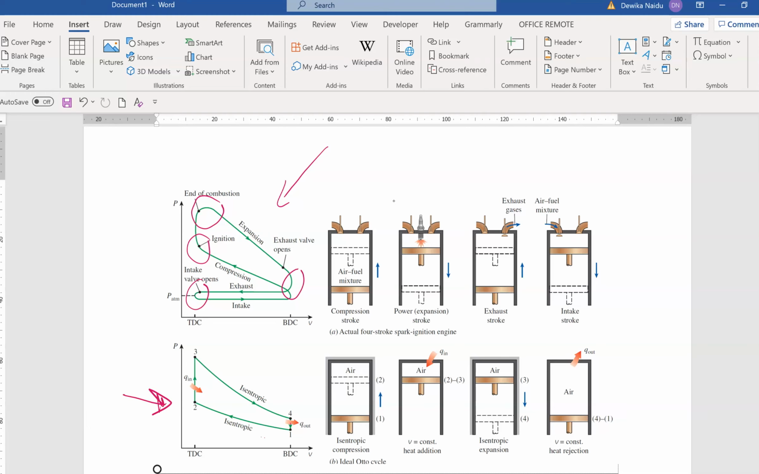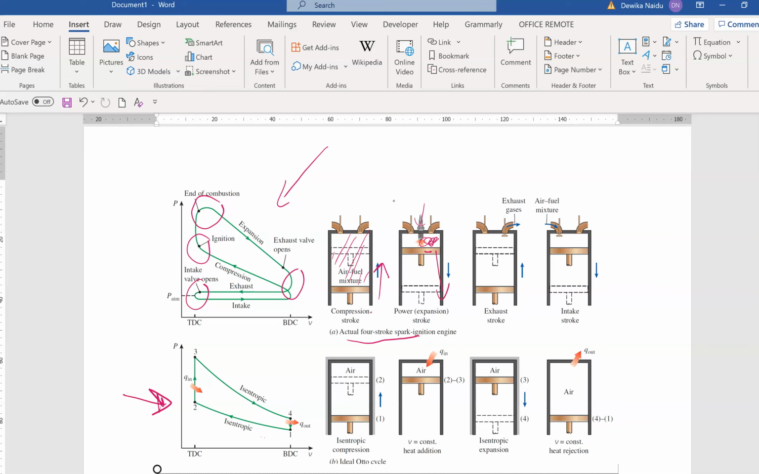Ideal Otto cycle. Now you remember the 4 assumptions that we made just now. Let's look at what's happening in a compression stroke. This is the actual 4-stroke spark ignition. So in your actual stroke, the piston moves up and compresses the air and fuel inside. Once it is compressed, the spark plug releases the spark. When it releases the spark, it will expand. There will be a small explosion, so the piston is forced down.